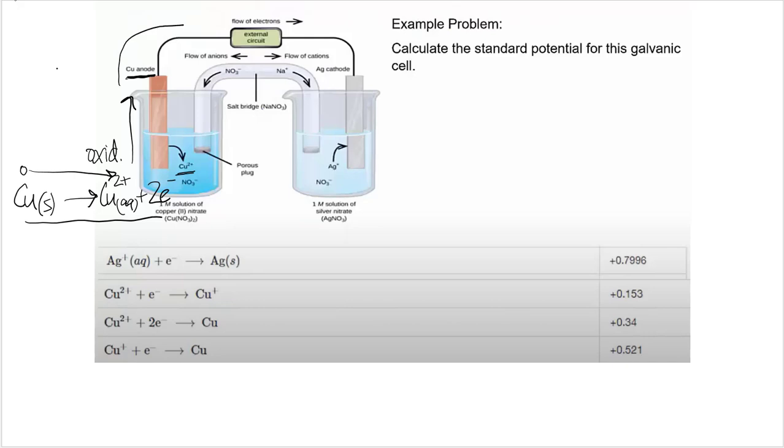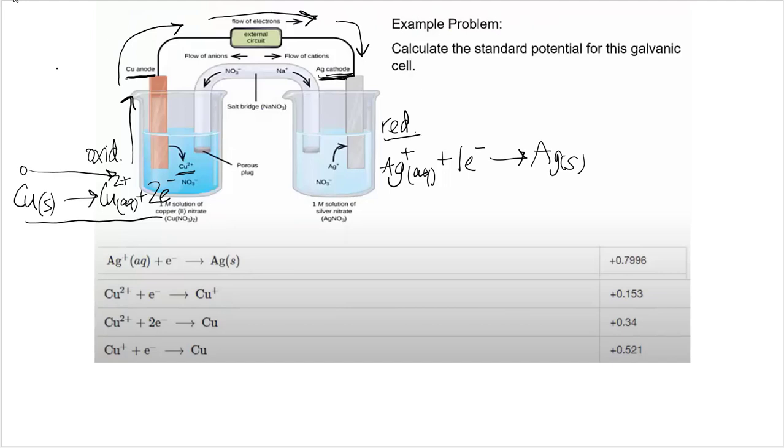We know that those 2 electrons being released are traveling clockwise over to my silver cathode. We know this is my site of reduction. That means for reduction, I'm starting with my Ag plus ions in aqueous solution. I have 1 plus, so I have 1 electron, and it's creating my Ag solid. Okay, this is my reduction. This is my oxidation on the left.